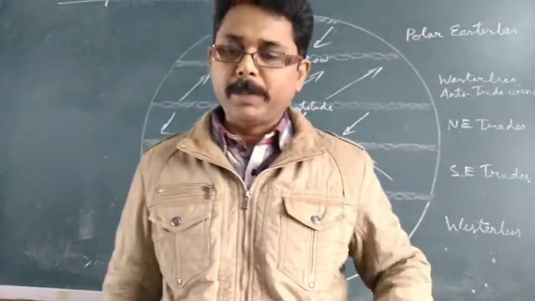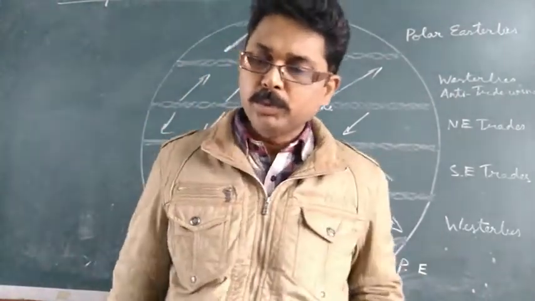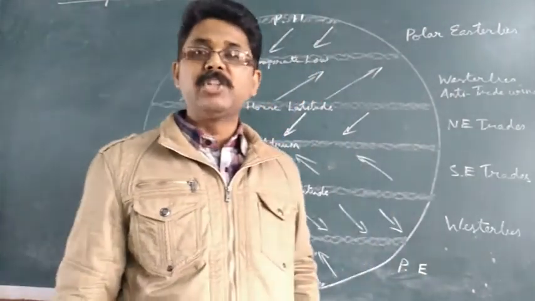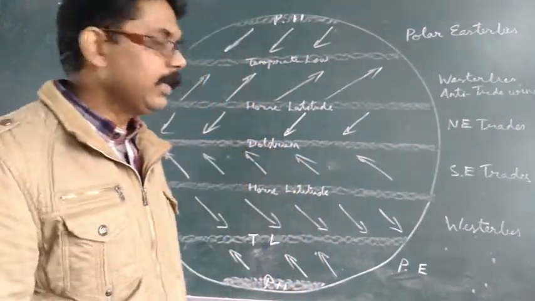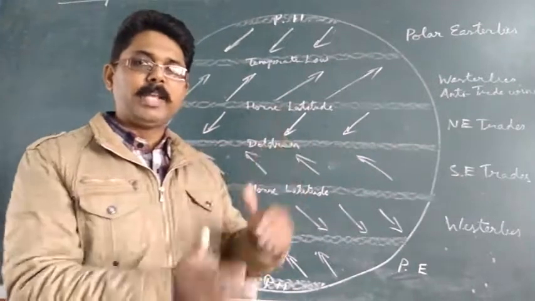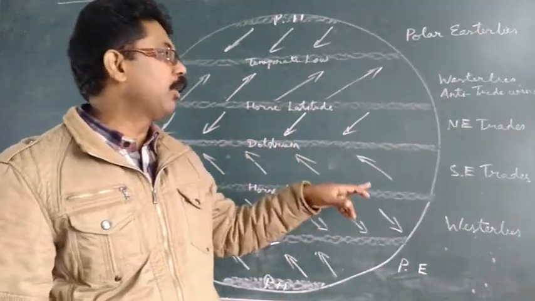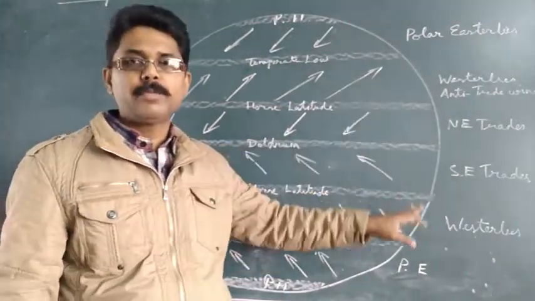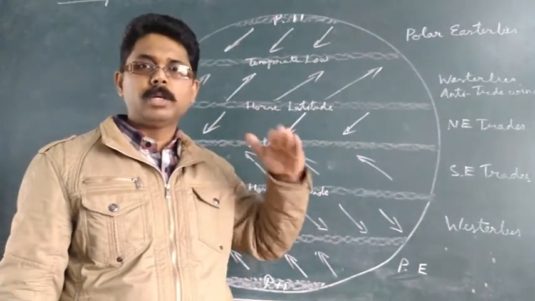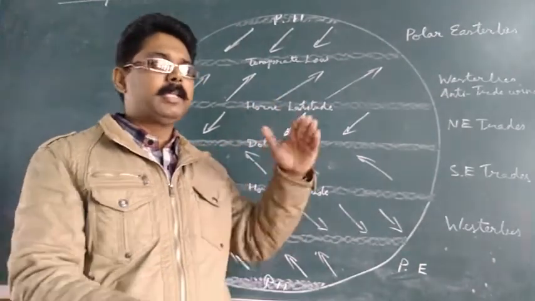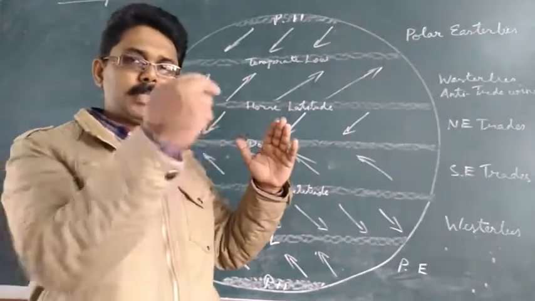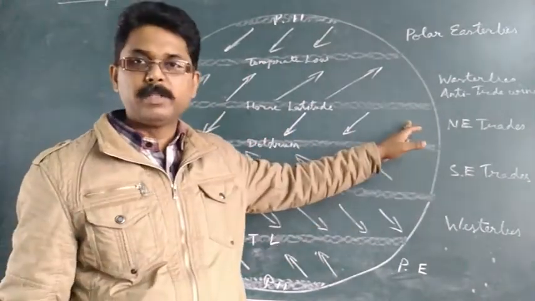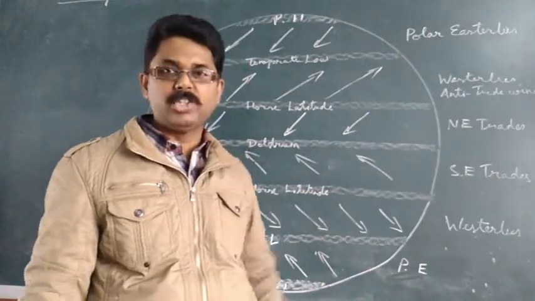And now what happened next? One more thing I want to explain to you, that is the seasonal shifting of pressure belts. Now all of you know, there is an apparent movement of sun rays between the Tropic of Cancer and Tropic of Capricorn. The earth is inclined, and as it revolves around the sun, the position of the sun rays falling on the earth's surface keeps on changing.